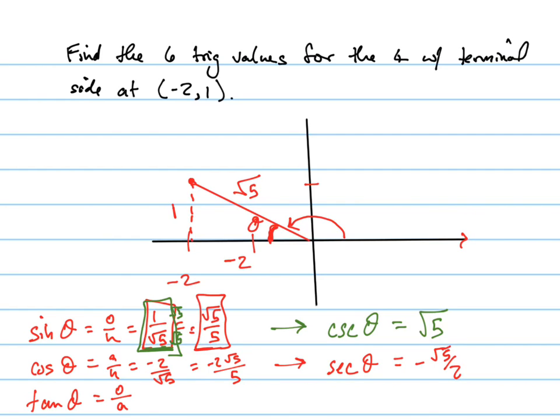Tangent, what's the tangent equal to? Opposite over adjacent, which is 1 over -2, which is just -1/2. And the reciprocal is the cotangent, which is just -2.